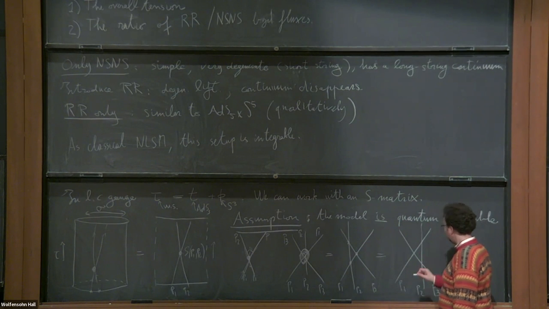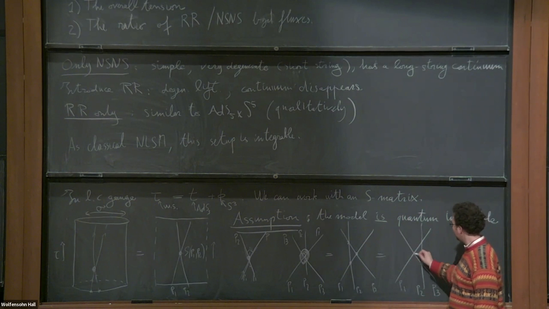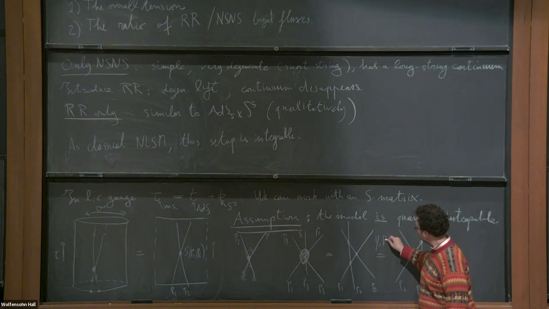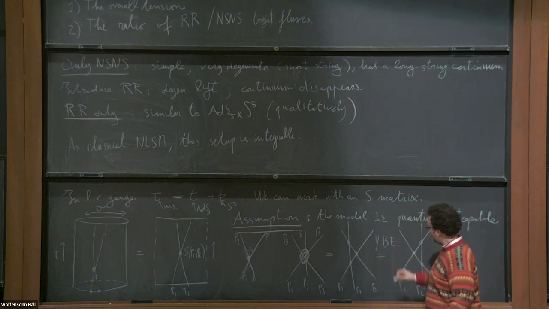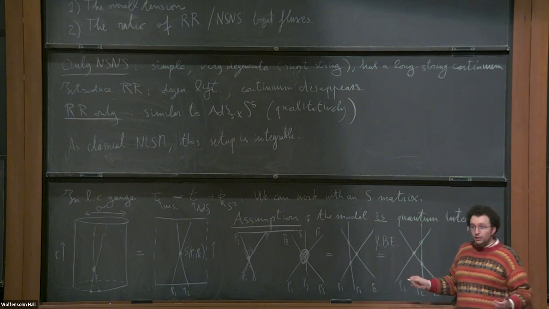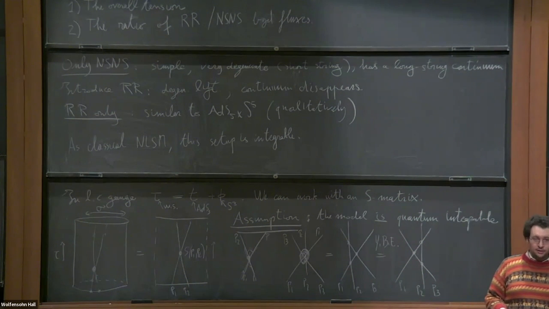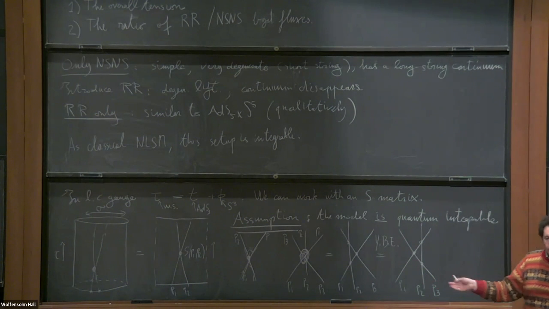And by consistency of this picture, they have to be equal. This equality has a famous name, the Yang-Baxter equation. Why is all this true? It is because we are thinking that there are very many conserved charges in this theory that allow me to relate all these, in principle, different objects.